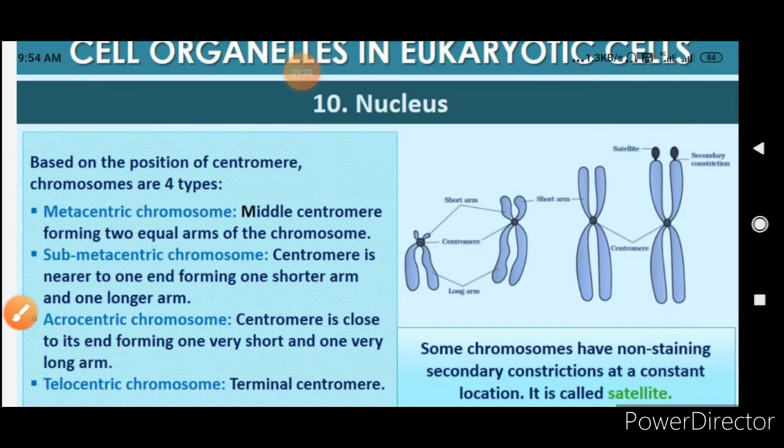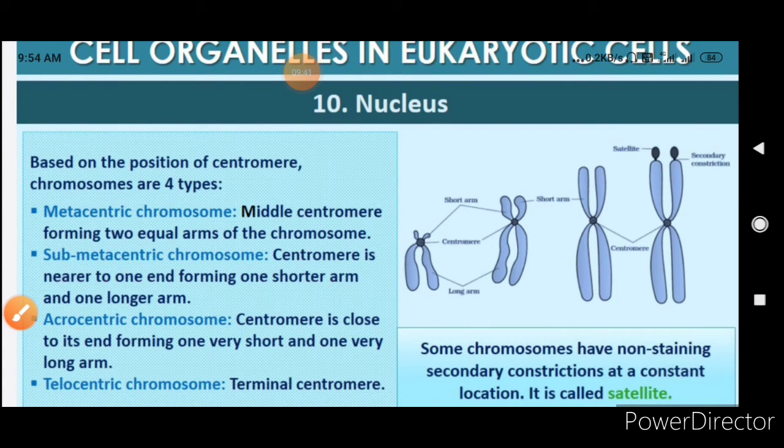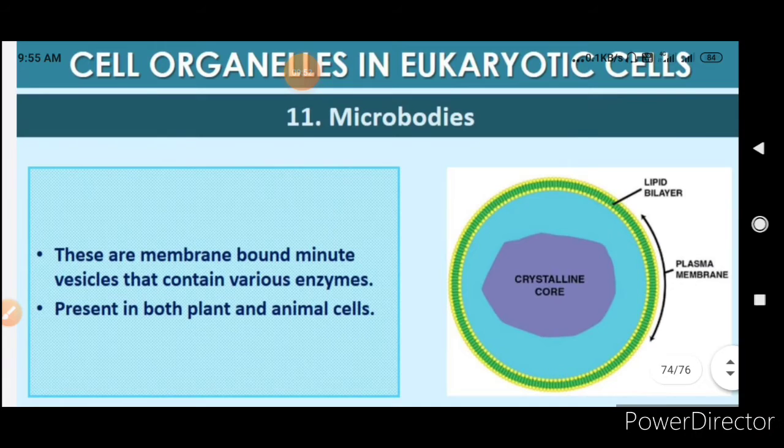Some chromosomes have a non-staining secondary constriction at a constant location and it is called a satellite. Here you can see that on the top there is a secondary constriction. The first constriction is this curve, and the second constriction is here, and they are nothing but the satellites. So according to the position of the centromere, chromosomes are divided into 4 types: metacentric, submetacentric, acrocentric and telocentric.